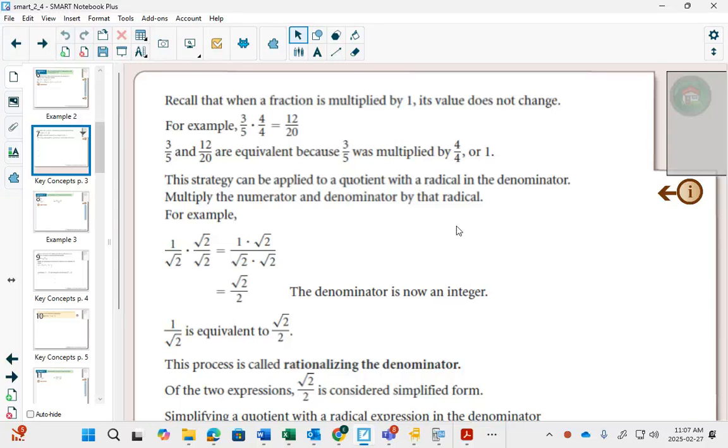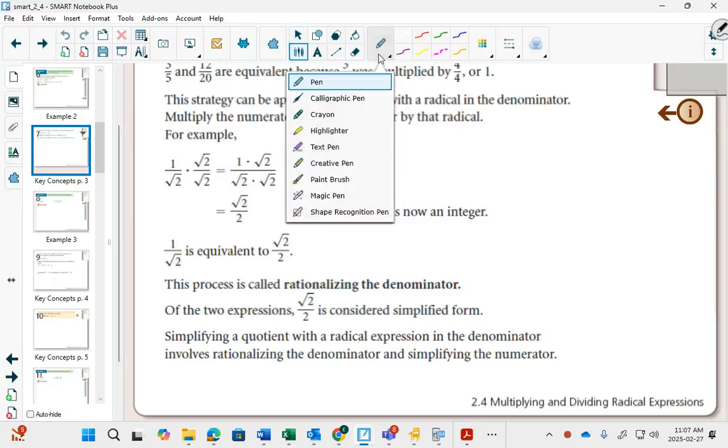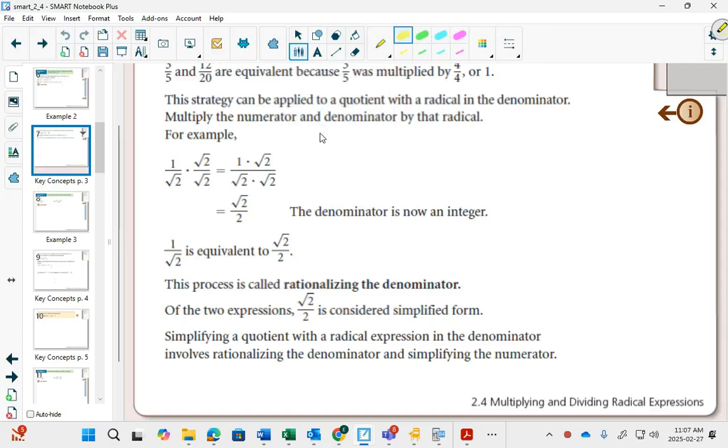Today we're going to learn some new terminology. The first thing I want you to highlight on page 123 is this new definition, or this new saying that we're going to be talking about over the next little bit: rationalizing the denominator. And what it is, explained in words.